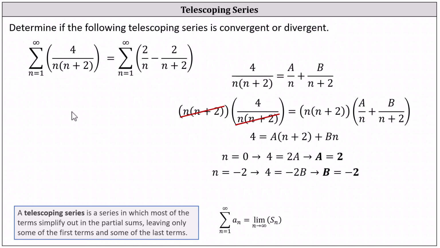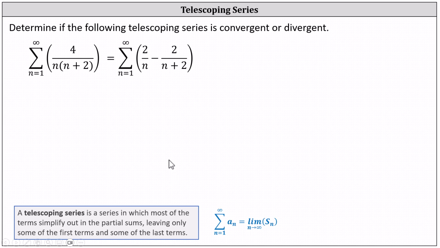Remember, a telescoping series is a series in which most of the terms simplify out in the partial sums, leaving only some of the first terms and some of the last terms. So now we want to determine a formula for the partial sum s sub n. Once we determine this formula, we'll determine the limit as n approaches infinity of the partial sum. If the limit exists, then the telescoping series converges, and it converges to the value of the limit. If the limit doesn't exist, then the telescoping series diverges. Let's work on this on the next slide.